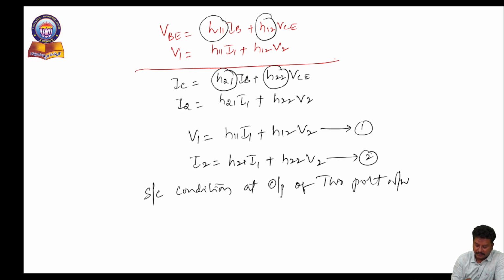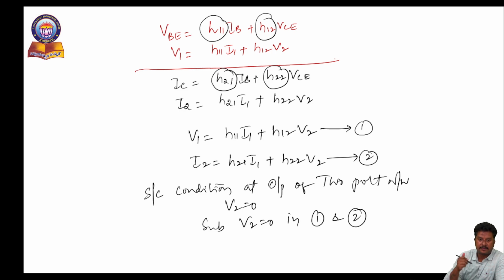As the output is short circuited, V2 is equal to 0. Substitute V2 is equal to 0 in equation 1 and equation 2. By substituting V2 is equal to 0 in equation 1 and 2, I am making the resultant equation V1 is equal to H11 I1 plus H12 V2, where V2 is equal to 0. Or directly I am considering V2, and this is made 0.